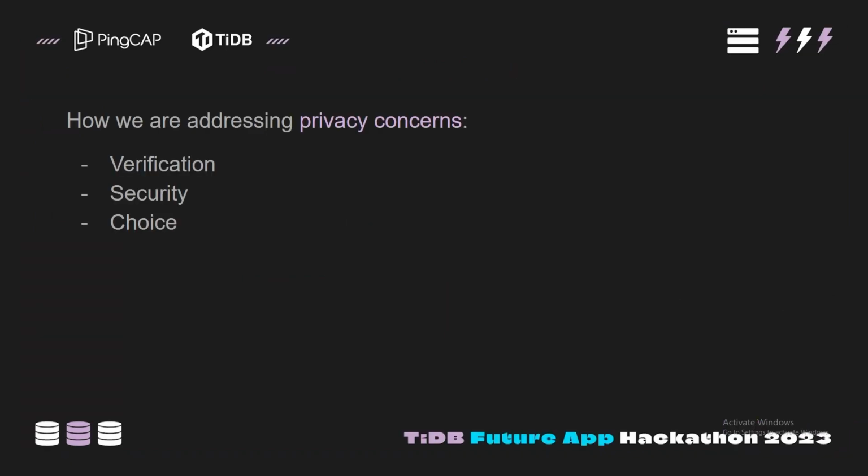So one of the concerns you may have is location data privacy. So we combat this in a few different ways. We use phone verification to keep users in their own accounts, and security in the way that users can interact with only the friends that they choose. Also, in the future, we want to implement the choice to share that location data in sort of incognito mode.